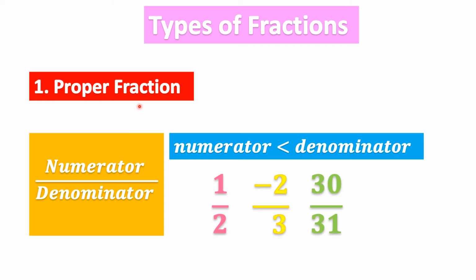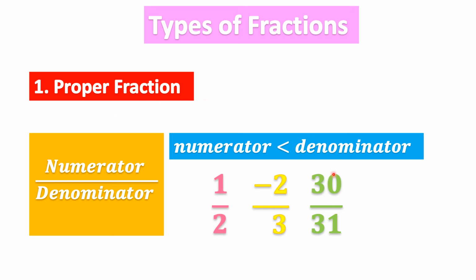So let's look at some examples. 1 by 2, look at this example. Here we know that 1 is less than 2, right? So numerator is less than denominator. So this is a proper fraction, right? Now another example, minus 2 by 3. Now you can see that minus 2 is less than 3. So you can see that minus 2 by 3 is again numerator by denominator, and numerator is less than the denominator, right? So this is also a proper fraction.